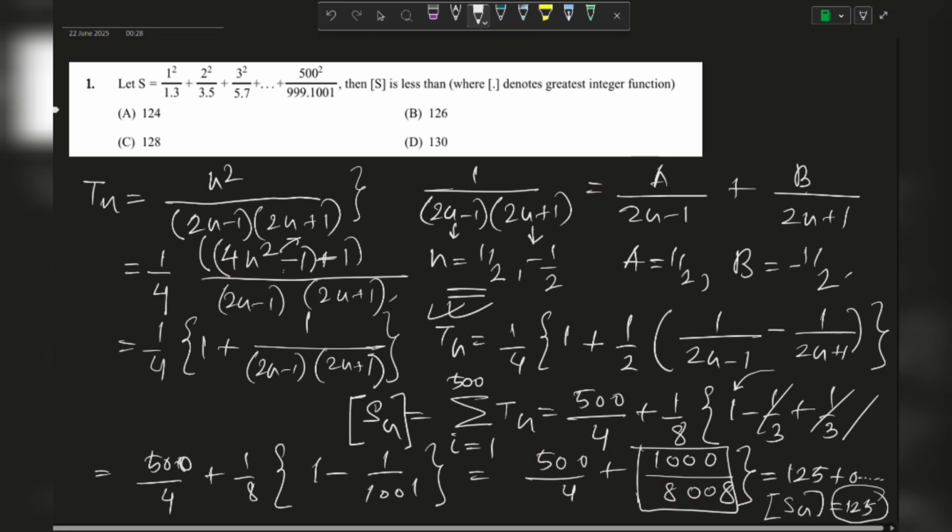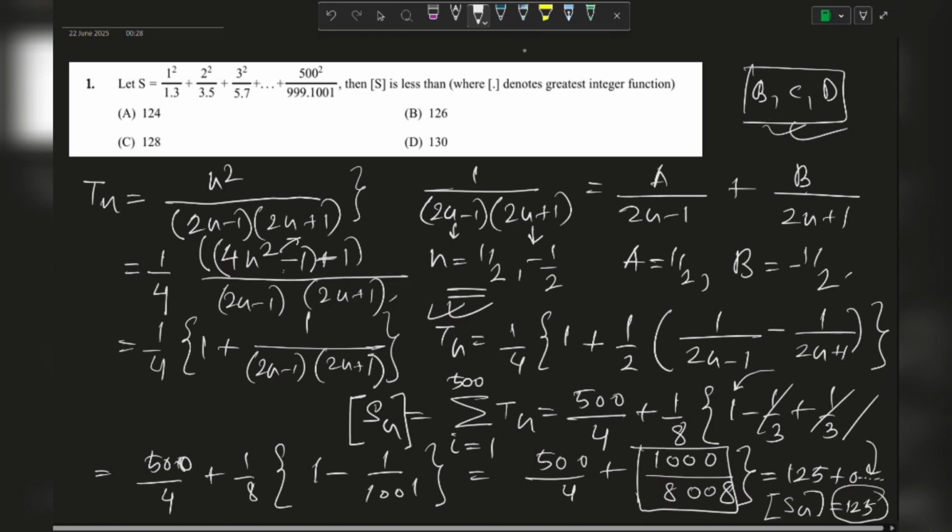So in our question we were asked that box S will be less than. So obviously it's not 124, and B, C, D are 126, 128 and 130. So comparing, your answers to this question are B, C and D.